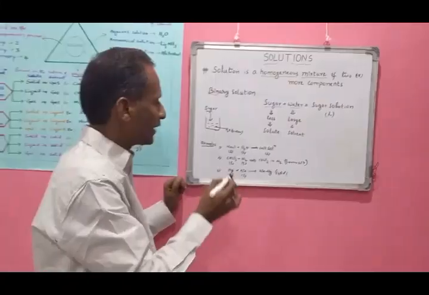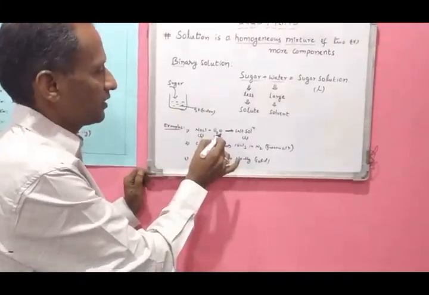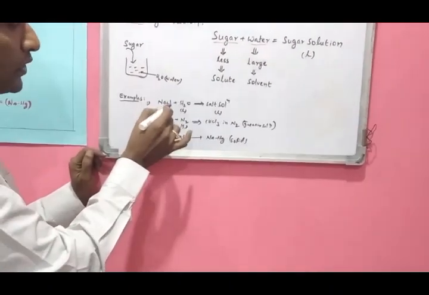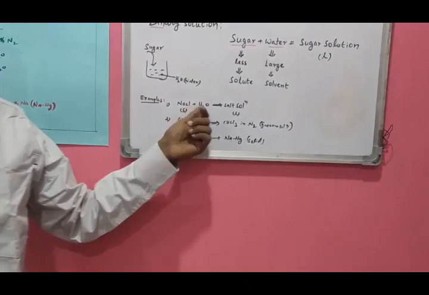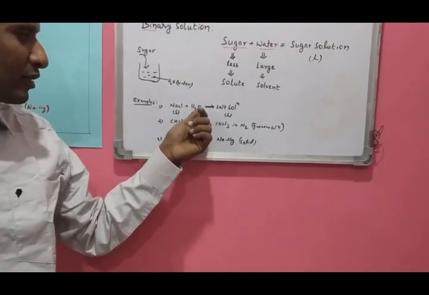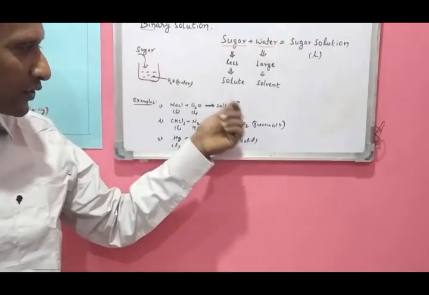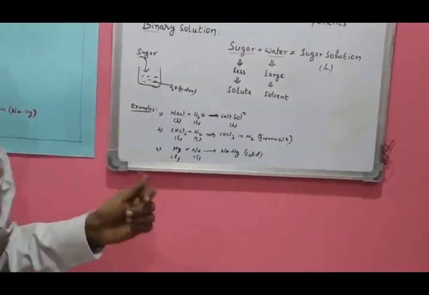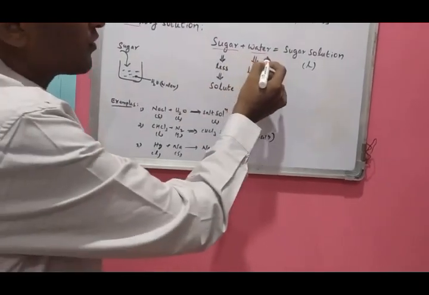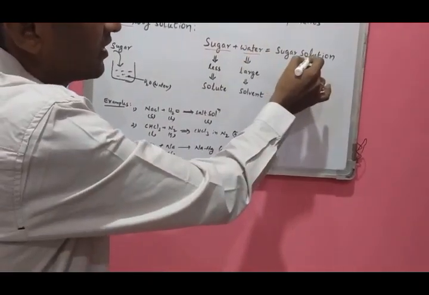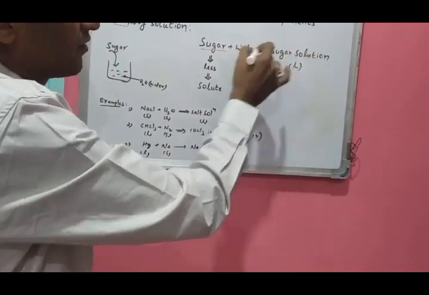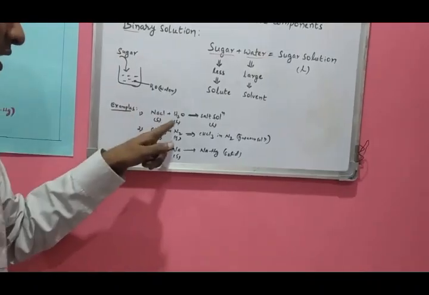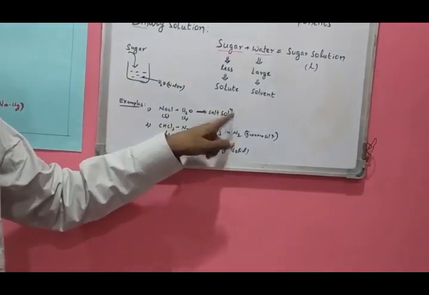For example, if we add common salt to water, we will get salt solution. In this case, sodium chloride or common salt is solid, water is liquid, but the resultant homogeneous mixture, or solution, has a liquid physical state. In the first case also, water is the solvent and the resultant mixture is also liquid.